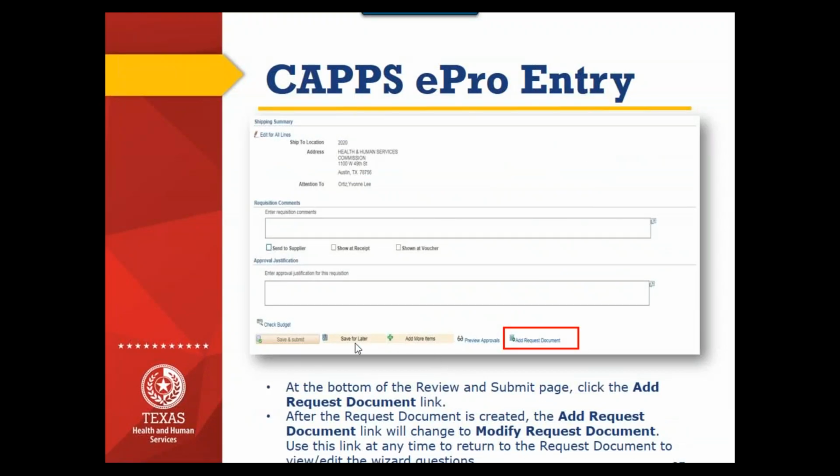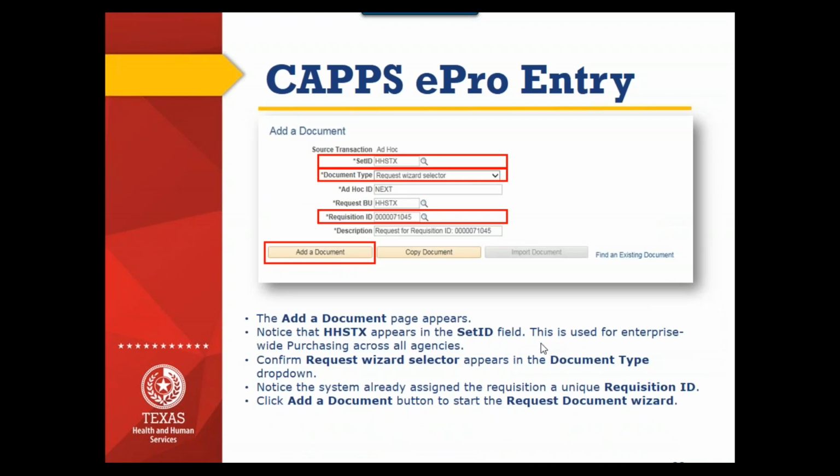So back to our screen, right? We had just clicked Save for Later. Now we need to answer our wizard questions. So we're going to click this Add Request Document. It will bring up this little pop-up window for you. You'll notice it says HHSTX. Remember, that's our business unit. We don't change it. We leave it alone.